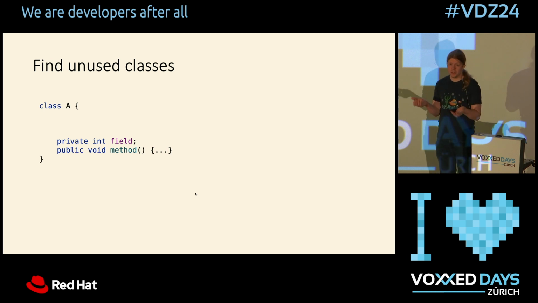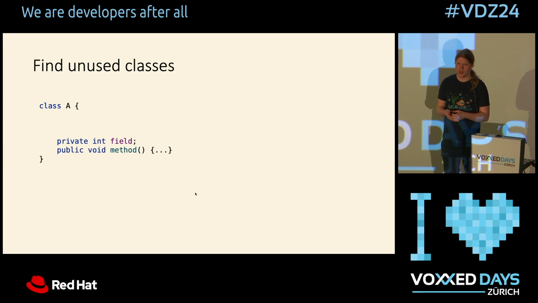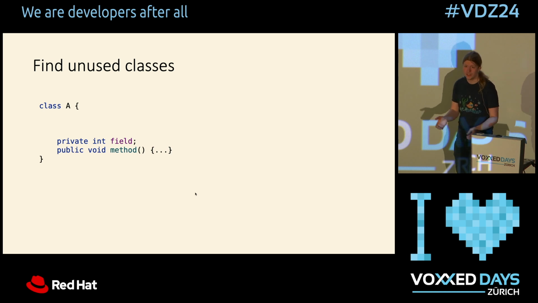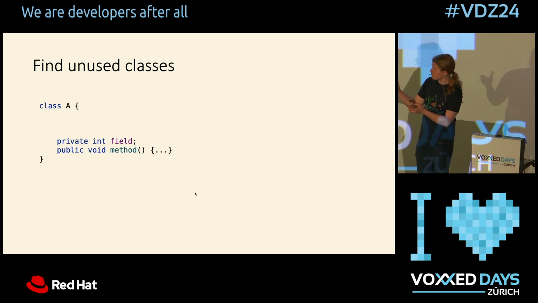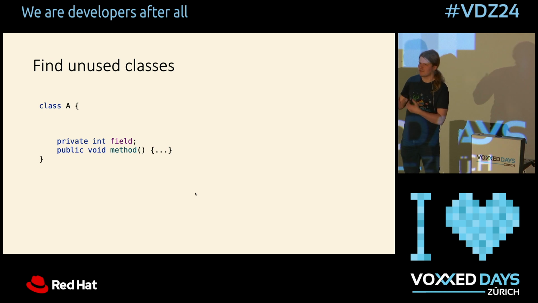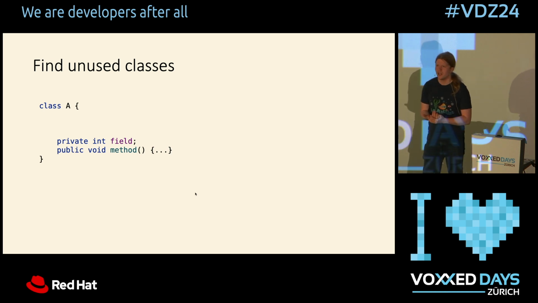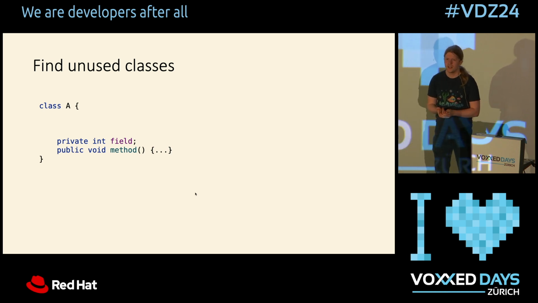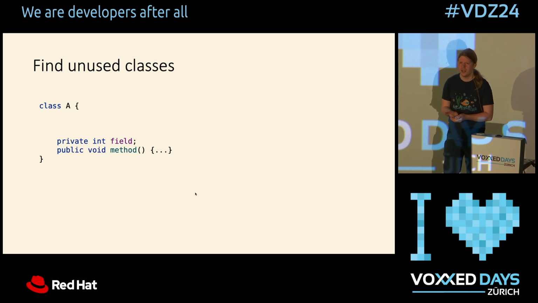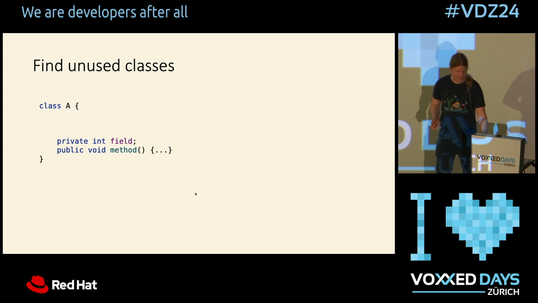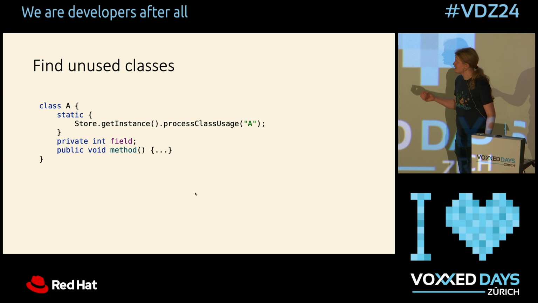But how do I know that a class is unused? Essentially, I can inverse the problem. So how do I know that a class is used? So any ideas here? Can we modify this code so that we can see every time the class is used? Any ideas? How can we modify this code? Yes, a static initializer. Thank you. And that's essentially what I did.